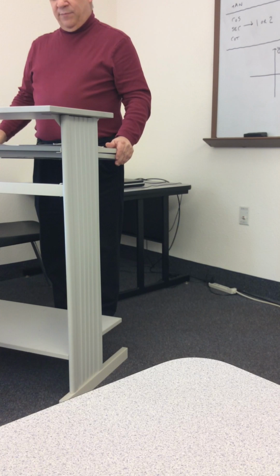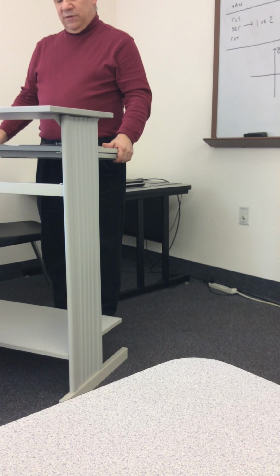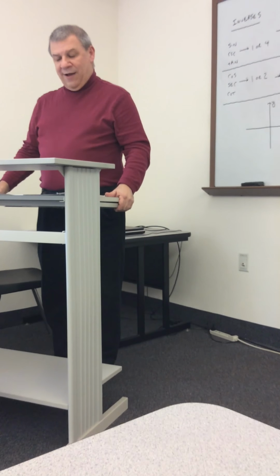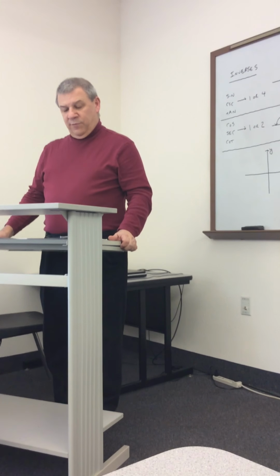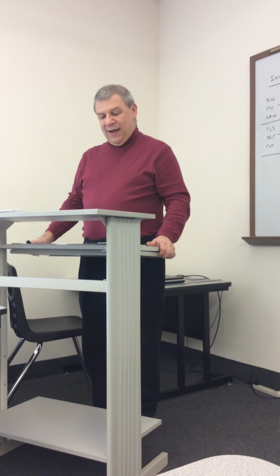Number 17, pi over 2. Number 18 is 0. Number 19 is pi over 2. Number 21 is pi. Number 22 is pi over 3. Number 23 is 5 pi over 6.